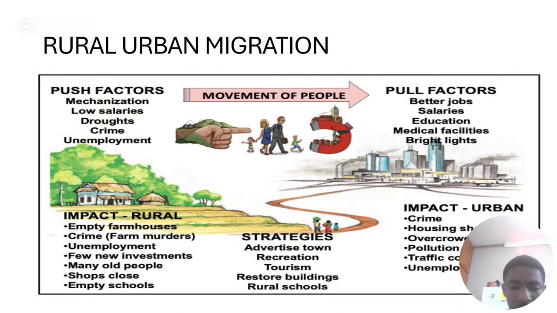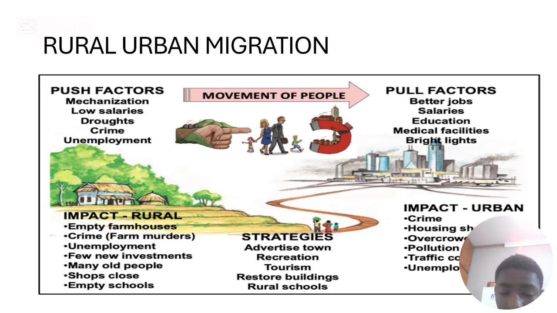So now what are factors that result in push factors? The mechanization, low salaries, drought, crime, unemployment. Right? Another thing, what are pull factors? What are things that attract people? Better job opportunities, salaries, education, medical facilities, bright lights. Right, now what will happen if people move from rural areas? What will happen to rural areas and the environment and everything?